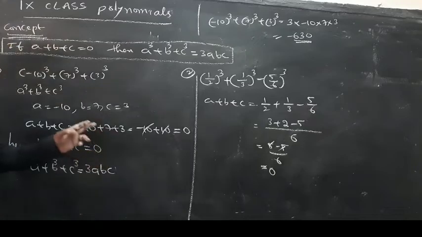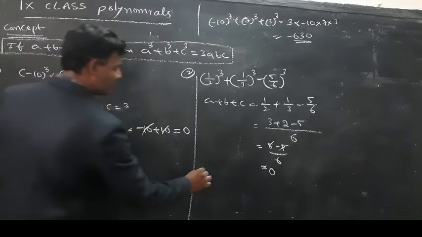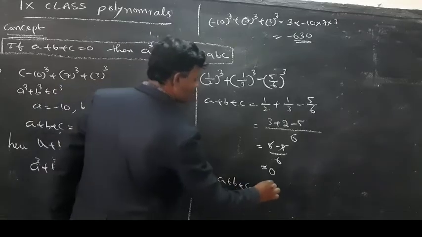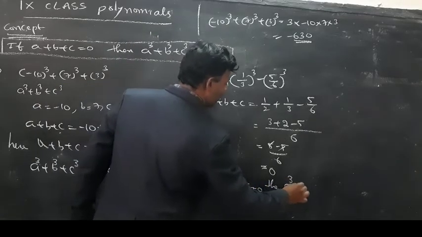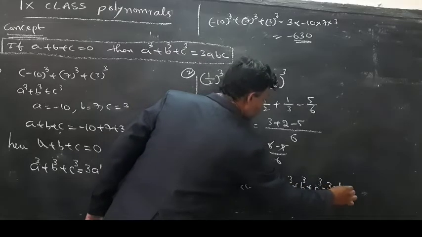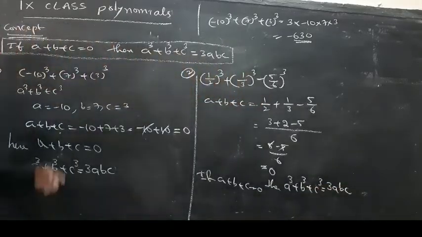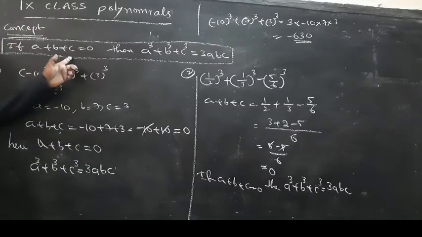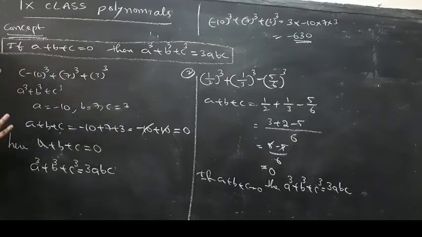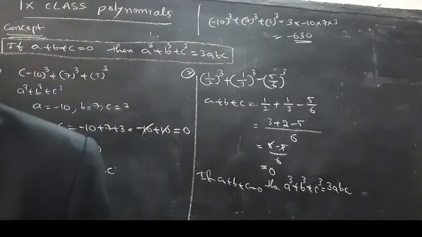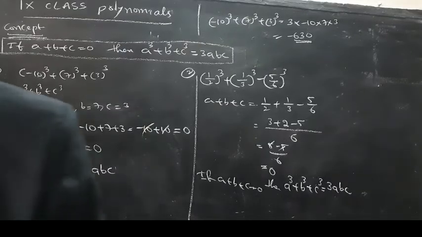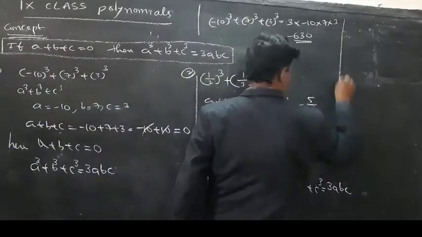So here also a plus b plus c value 0 came. If a plus b plus c is equal to 0, then according to the concept, a cube plus b cube plus c cube is equal to 3abc. So by using this, what can we write here?